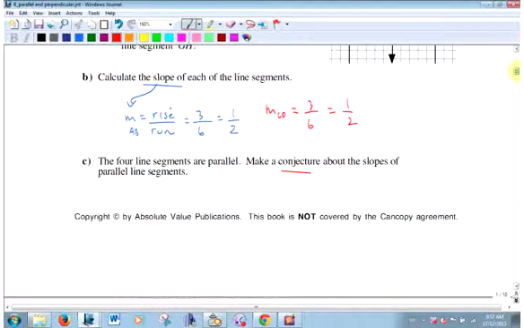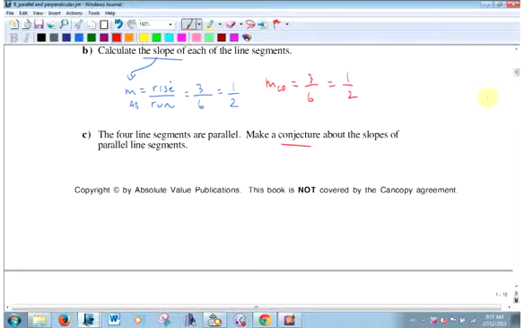Conjecture. If you take Math 11 Foundations, you're going to see this word like 20 times. They love it. What's a conjecture? This is English. This isn't math. What's synonymous with conjecture? Guess. Make a guess about the slopes of parallel line segments. Well, we've already said it 2 or 3 times. What do we know about parallel line segments? The slopes are the same. Always, always, always.